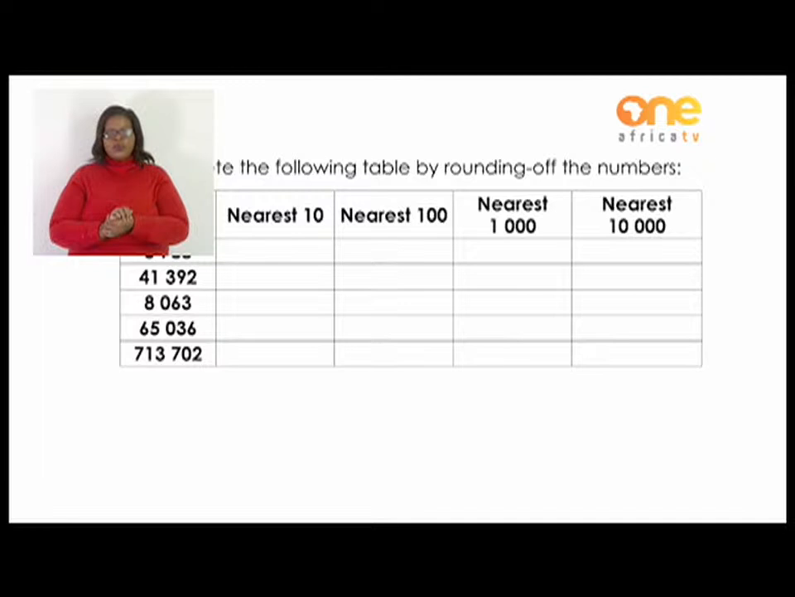The nearest 1,000 and the nearest 10,000 is the same. And if you look at the first number, which is 3,788, rounded to the nearest 10,000, I have done that example for you. I've done that example for you on the chalkboard. So remember, somewhere you need to put a 0, and then you just round off.